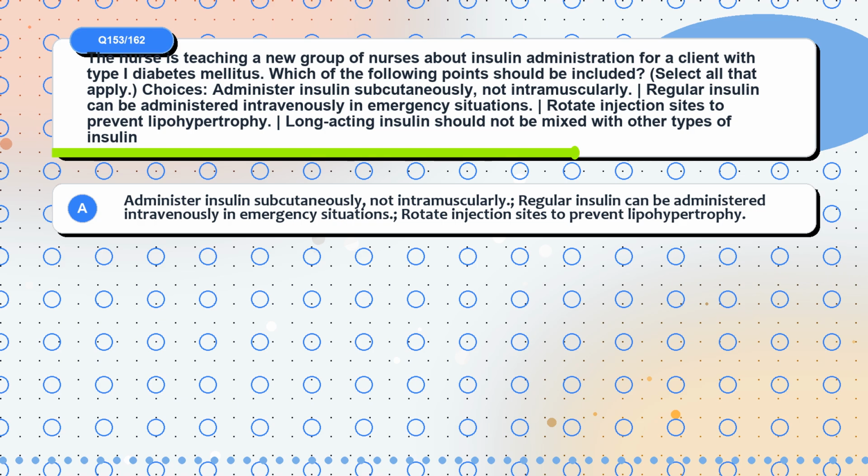Here are the options. Option A: administer insulin subcutaneously, not intramuscularly. Regular insulin can be administered intravenously in emergency situations. Rotate injection sites to prevent lipohypertrophy.